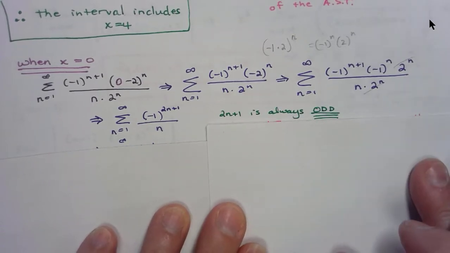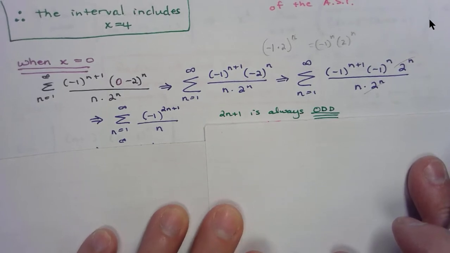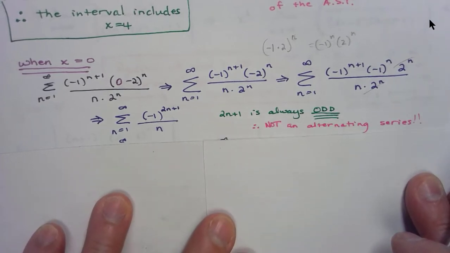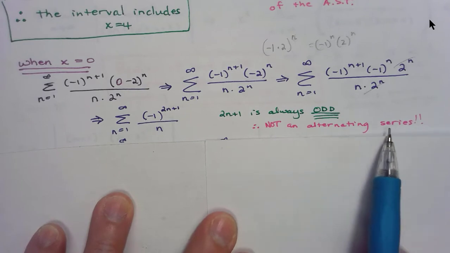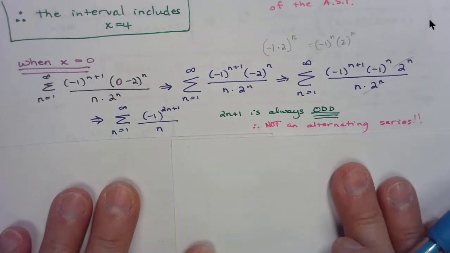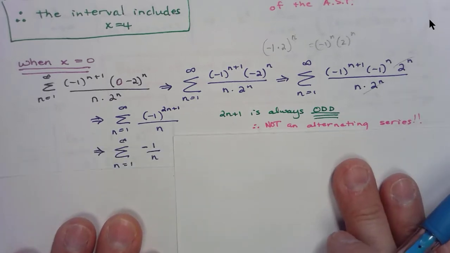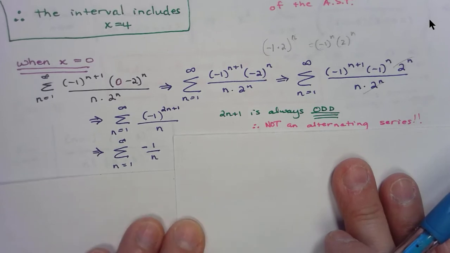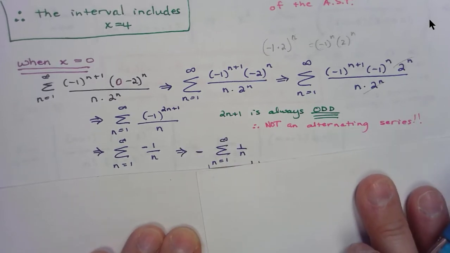What we know about 2n plus 1 is it is always odd. So we do not have an alternating series. Very important to notice that. So now this is our series. That -1 can be brought out in front.